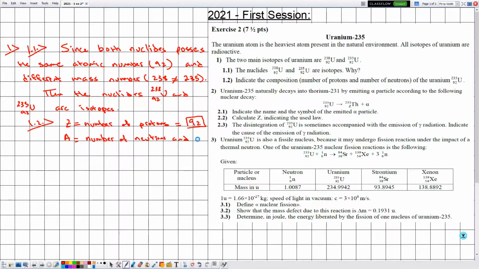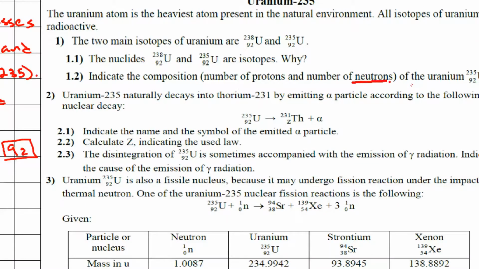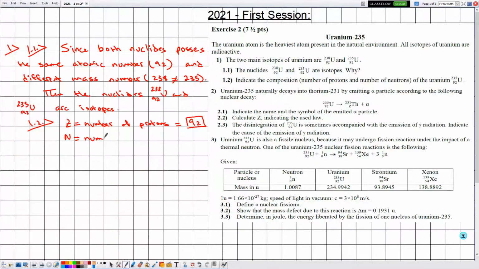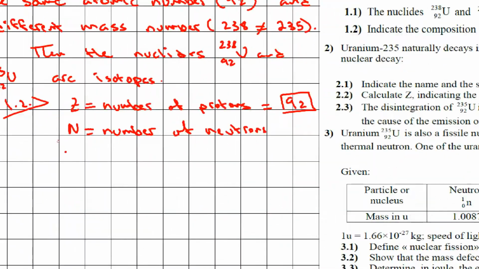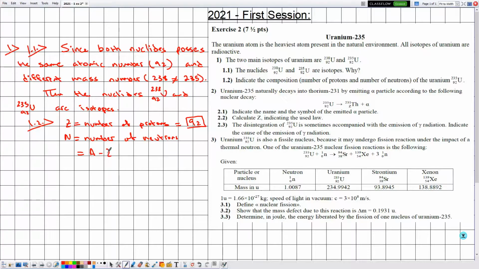Or let me say the following: instead of starting by A, let me start by N. Since we need to determine the number of neutrons, let me say that N represents the number of neutrons, and we know that A is given by Z plus N. Then N is given by A minus Z, so we can safely write that this is equal to A minus Z. The value of A is 235, whereas Z is 92, and this is equal to 143, which represents the number of neutrons.